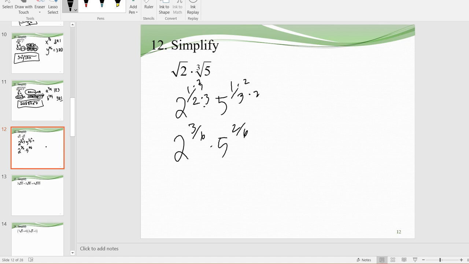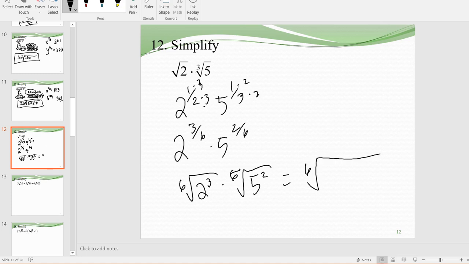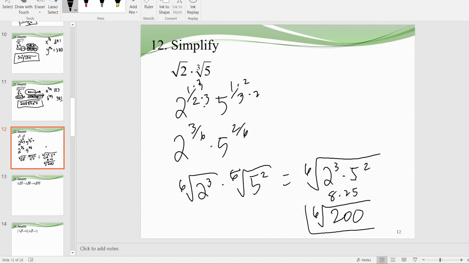Now I could go back and see, these are both now the 6th root of 2 to the cube and the 6th root of 5 squared. So now I can bring them together as the 6th root of 2 cubed times 5 squared. Or I could think of that as 8 times 25. So it would be the 6th root of 200. I'd be fine with either this or this. The idea is just to bring them together.